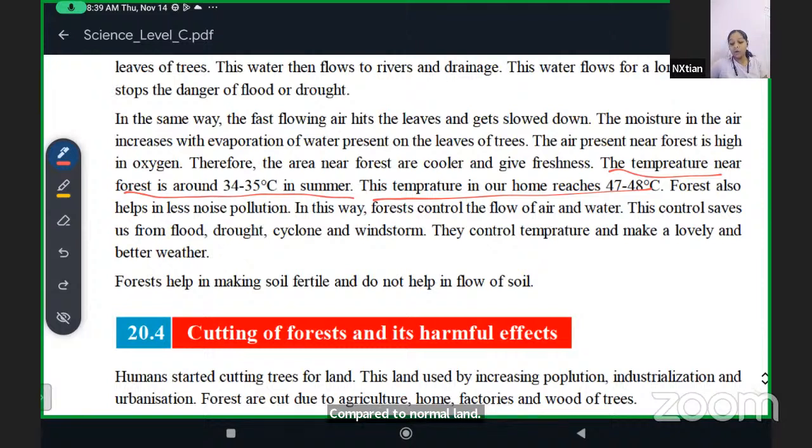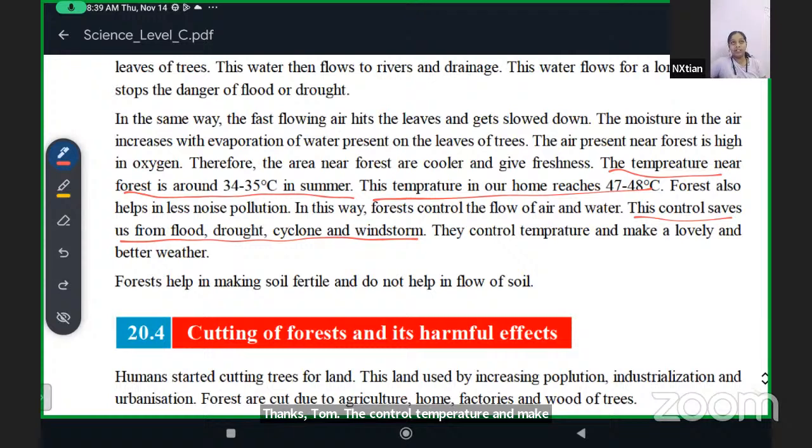In this way, forests control the flow of air and water. This control saves us from flood, drought, cyclone, and windstorm. They control temperature and make lovely and better weather.